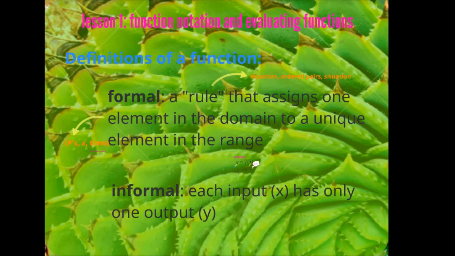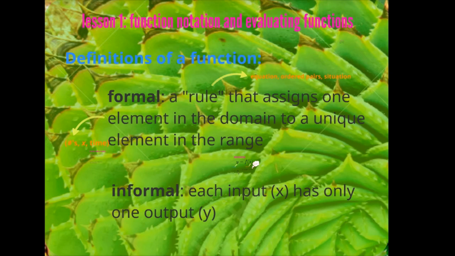So this could be an equation, a set of ordered pairs, a situation, that assigns one element. So these elements, they could be numbers, they could be variables, they could be time if it's a real life situation. So it assigns one unique element in the domain, so with my x values, to a unique element in the range, so my y values.